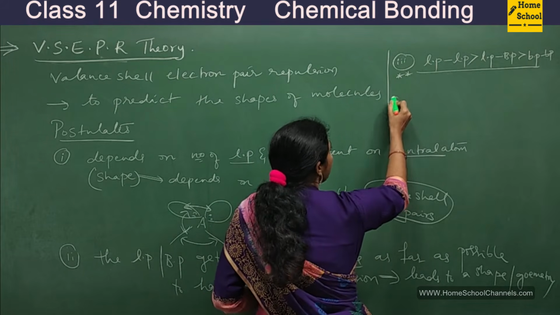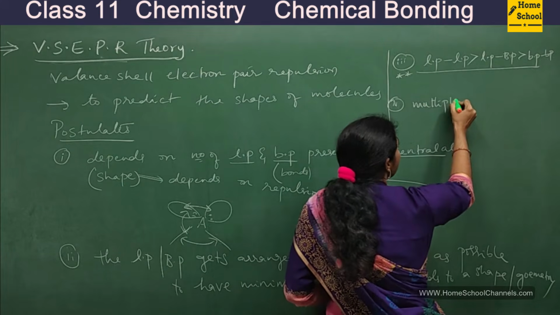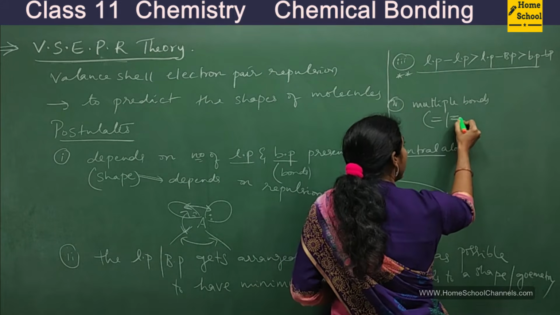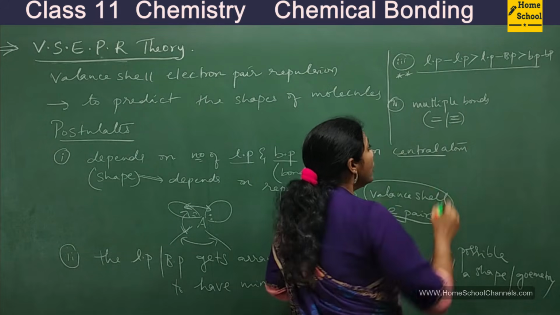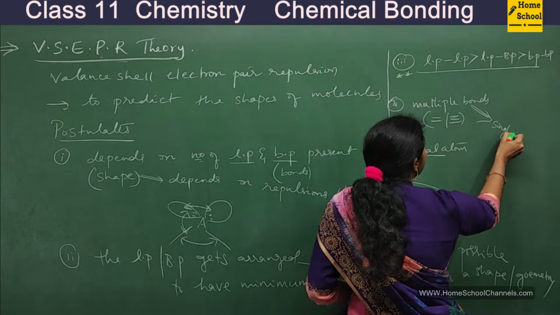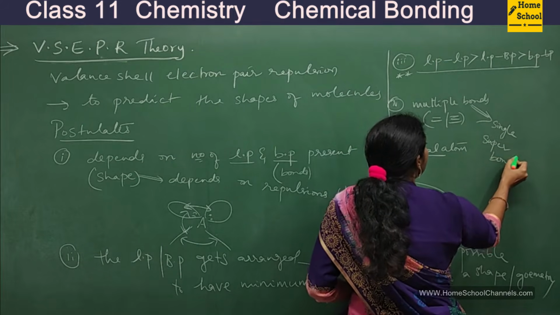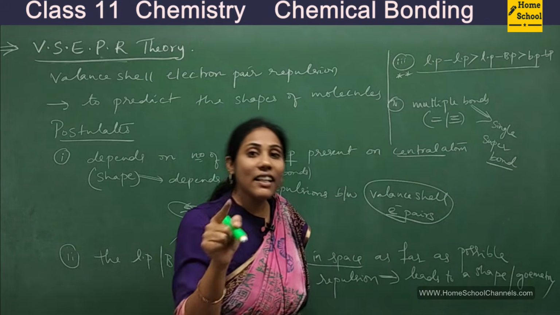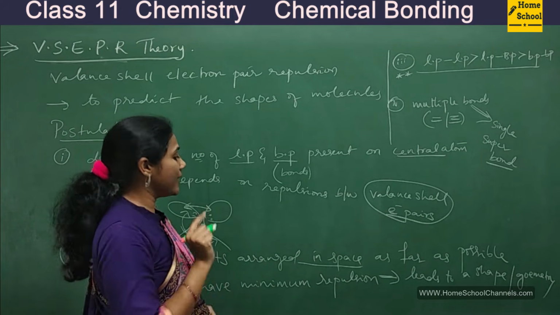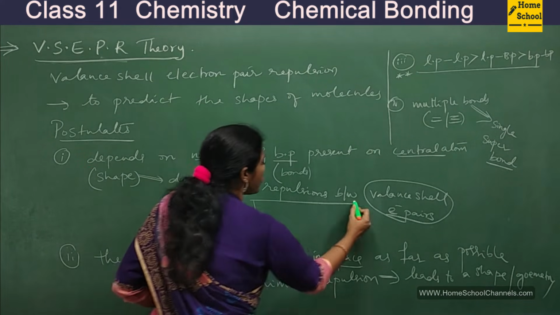Coming to the last point, multiple bonds between the atoms. What do you mean by multiple bonds? Double bonds or triple bonds are called multiple bonds. So multiple bonds are always considered as single super bonds. Even a multiple bond you will consider as a single bond according to VSEPR theory. For example, I'll tell you. See, you have, let me show it here.